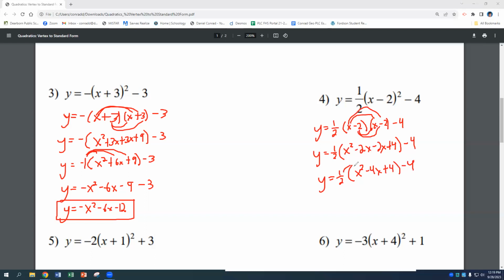Now I can distribute this half to each of the terms inside the parentheses. So I'm going to get 1/2 x squared. 1/2 times -4 is going to be -2. 1/2 times +4 is going to be +2. And then I have this -4 on the outside here. So when I combine all my terms at the end, I'm going to get 1/2 x squared minus 2x. And then +2 minus 4 is going to give me -2. And there's my quadratic in standard form.